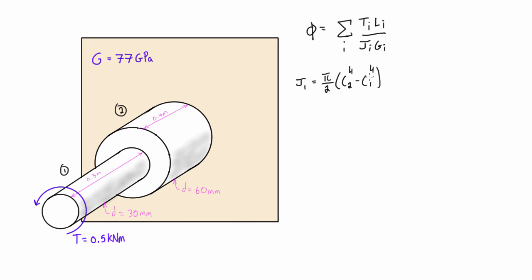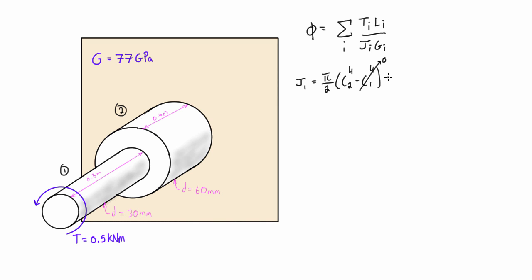Now that was from the previous videos, where C2 is basically the distance from the axis out to the outer surface of the rod, and C1, if it's a hollow member, is the distance to the inner surface. So this is a solid member, so C1 is actually just going to be 0.